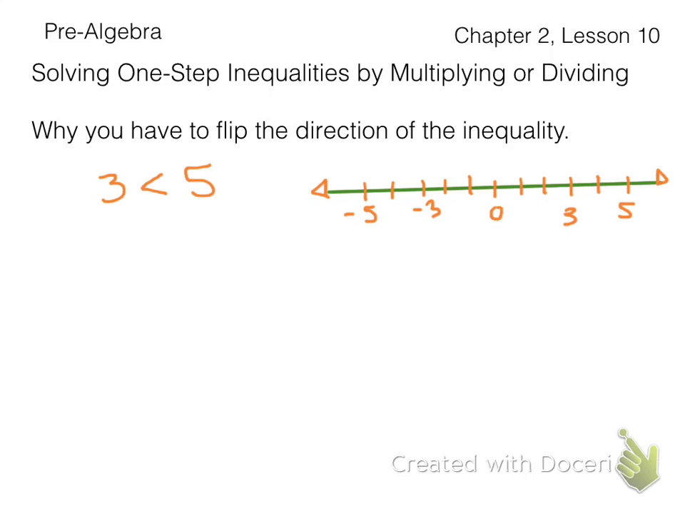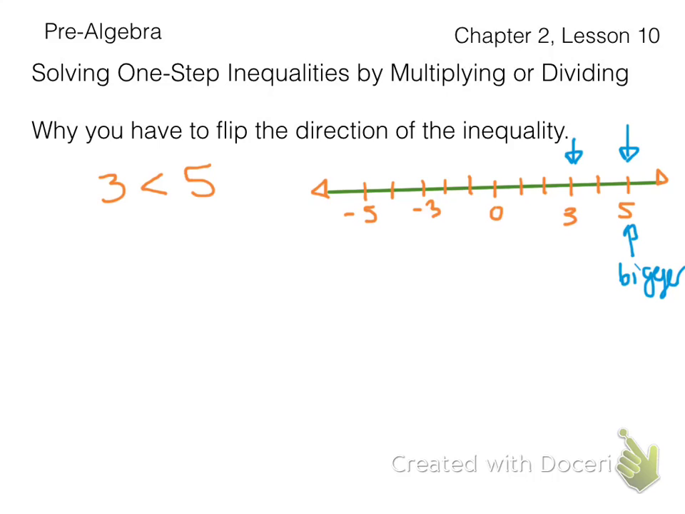Hopefully you all agree that 3 is less than 5. Over here you can say that 3 is closer to 0 than 5, making 5 bigger, right? It is bigger than 3.